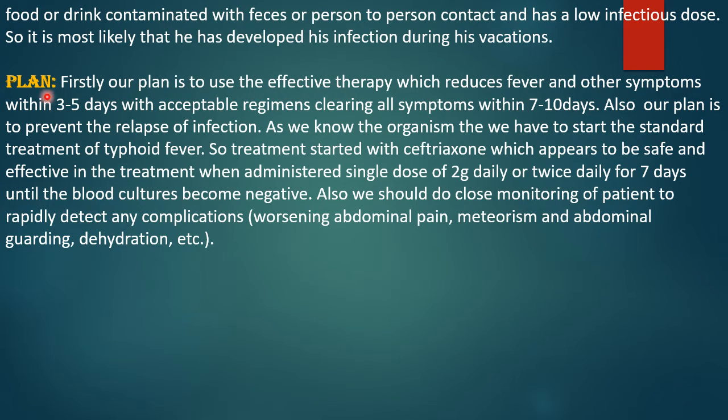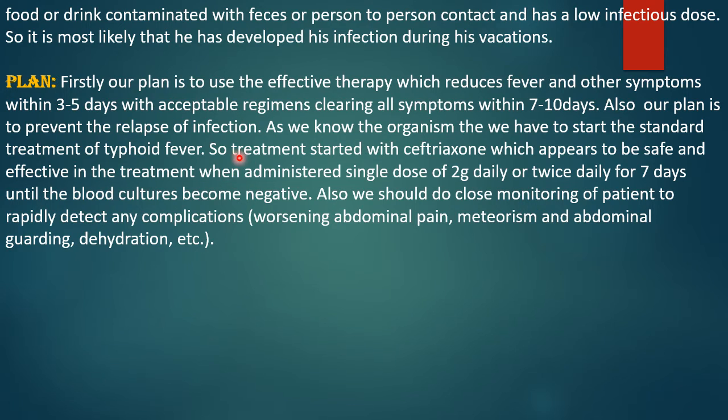Main thing, what is our plan? First, our plan is to use effective therapy which reduces fever and other symptoms within 3 to 5 days with acceptable regimens, and the symptoms should clear within 7 to 10 days. Also, our plan is to prevent relapse of infection. As we know the organism, we have to start the standard treatment of typhoid fever.